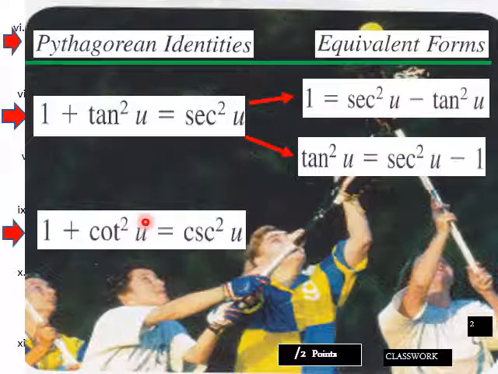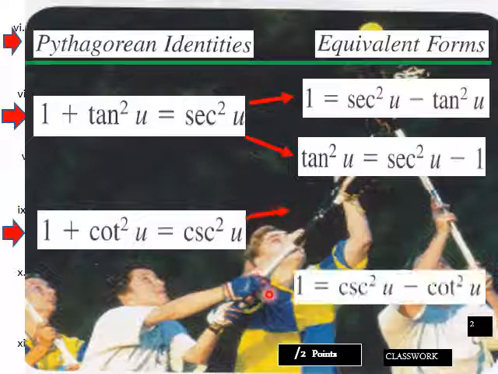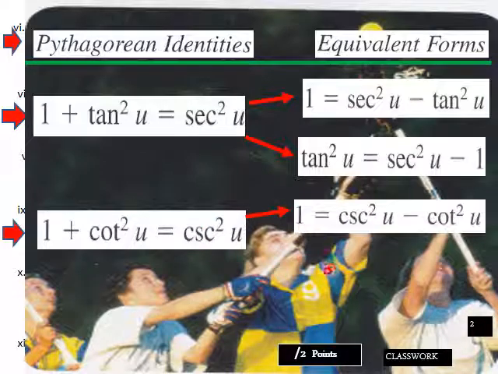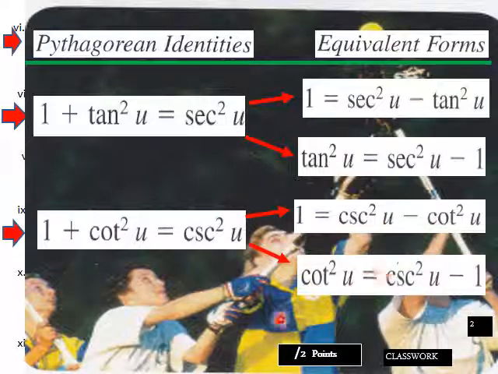And then 1 plus cotangent squared u equals cosecant squared u. An equivalent form would be 1 equals cosecant squared u minus cotangent squared u. And then cotangent squared u would equal cosecant squared u minus 1. So these would all be equal to this over here. These here will be equal to that. These will be equal to that.